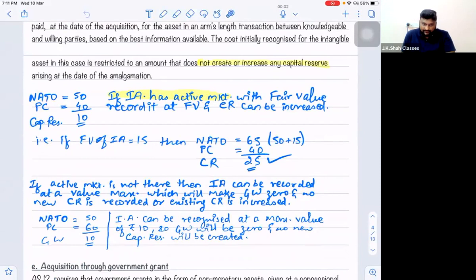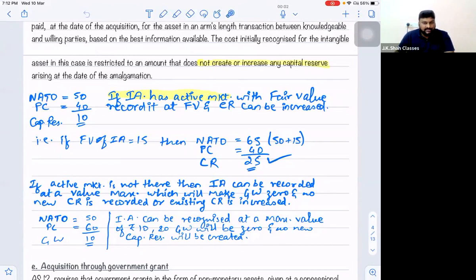So first, please understand this example. If active market is not there, then intangible asset can be recorded at a value maximum, which will make goodwill zero. Means technically, you will replace the value of goodwill with the value of the intangible asset. So you will give the value of goodwill to the intangible asset. So goodwill becomes zero, and in that place, other intangible asset comes, and no new capital reserve is recorded or existing capital reserve is increased.